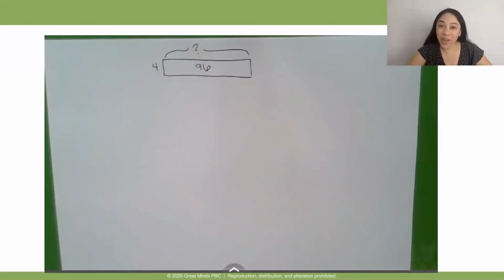Here we have a rectangle with an area of 96 and a width of 4 units. I'd like you to pause the video here to partition this rectangle two different ways. Then create two number bonds to match the whole and parts of the rectangles.